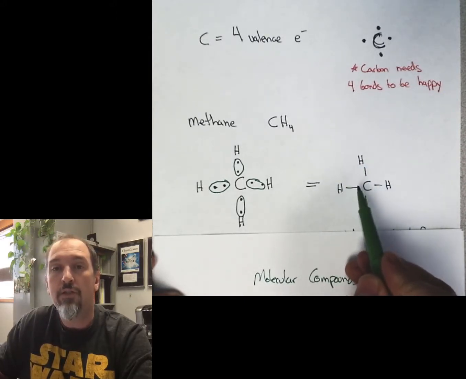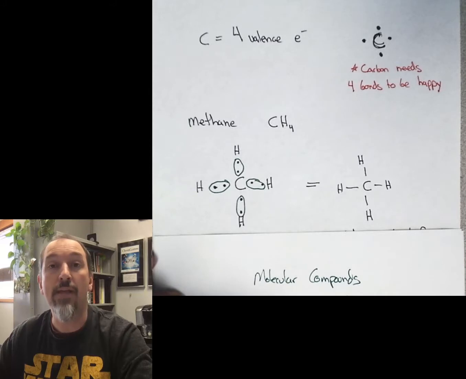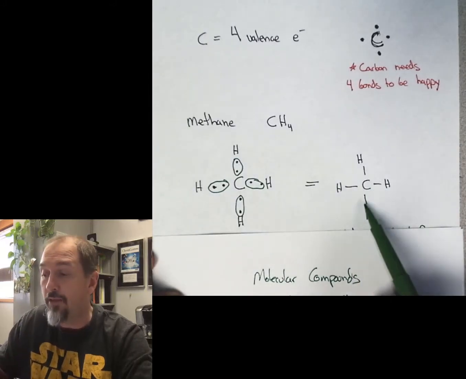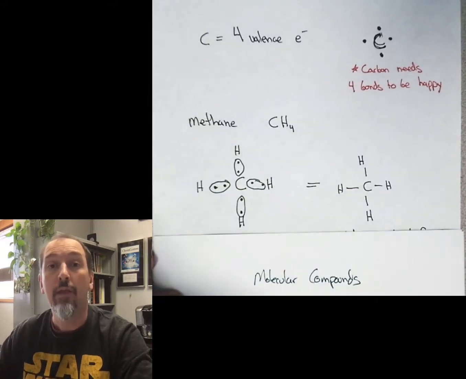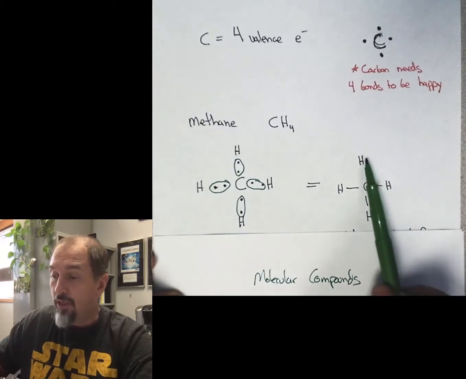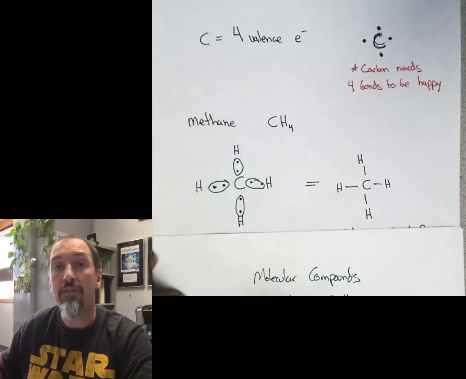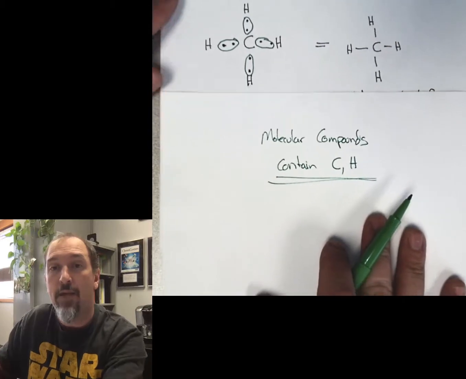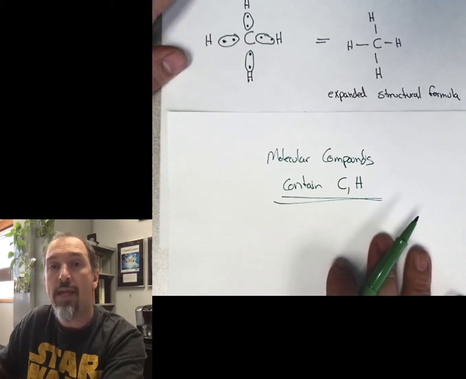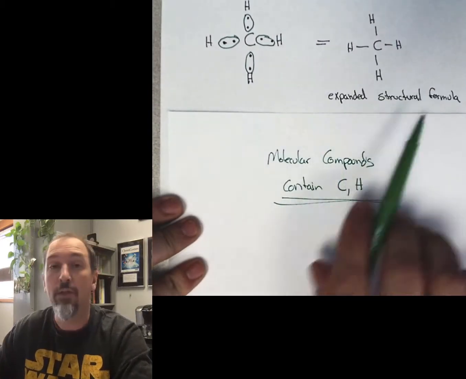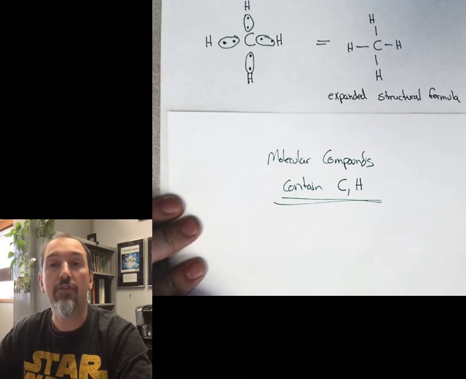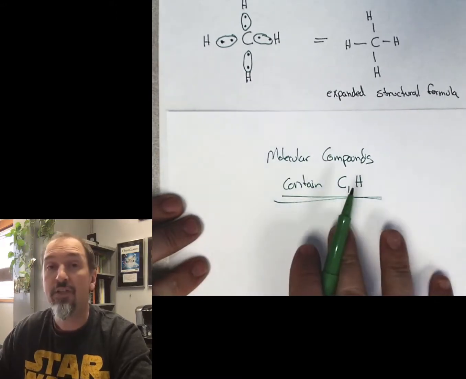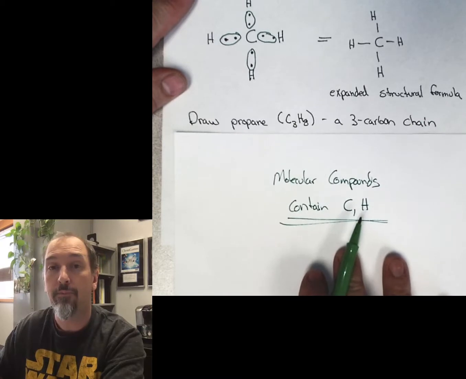So 2, 4, 6, 8 electrons around that carbon atom, and also notice that there are 4 bonds around this carbon atom. In organic chemistry, when we are showing every single one of the bonds in the organic compound, we call that the expanded structural formula. Okay, so that's the expanded structural formula. We're showing every single bond in the compound.